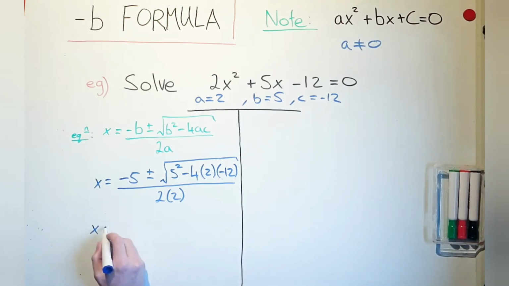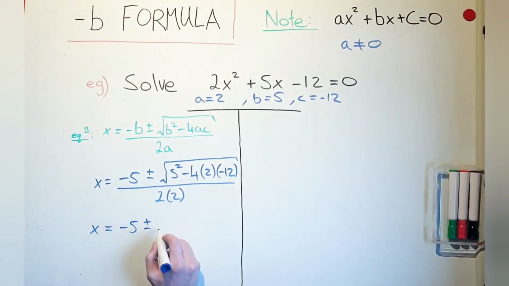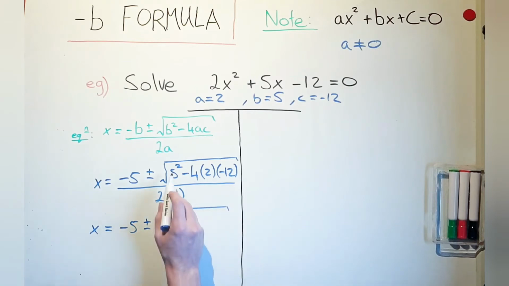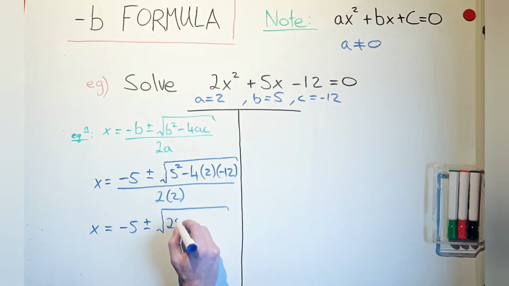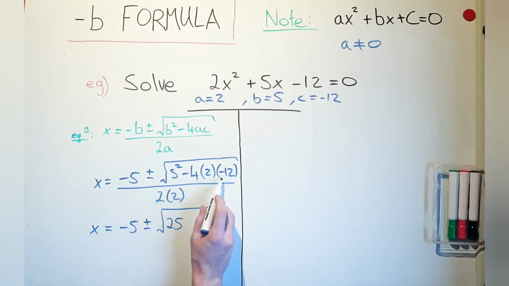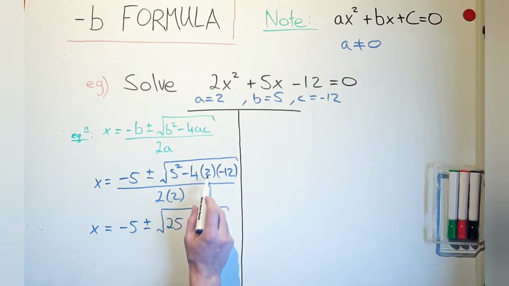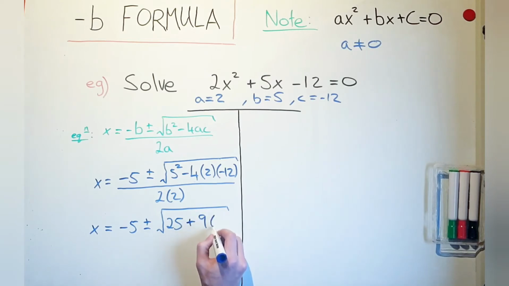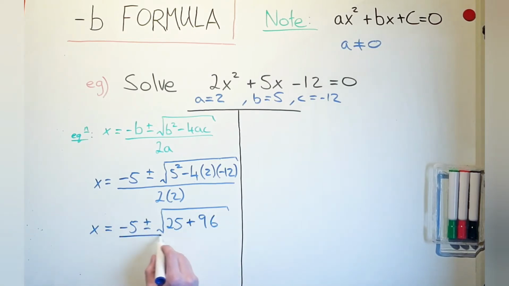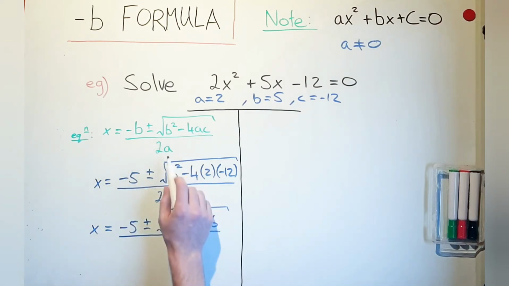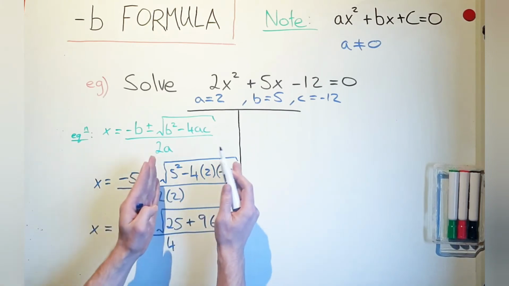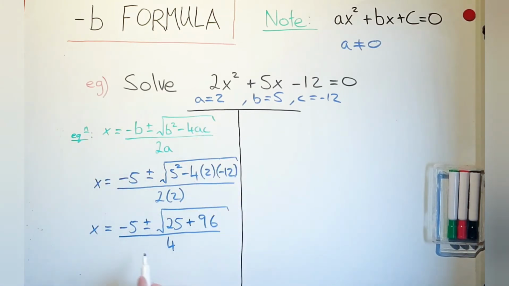So continuing, that minus 5 can't be simplified any further. We have our plus or minus, we have our square root, 5 squared is 25. Then we have a minus 12 by a minus 4, so that's going to be positive 48. And then multiply that by 2 is going to be positive 96. And then that's all divided by 4, which is 2 by 2. Just remember that the whole equation is divided by 2a, not just the square root part of it. Just an important point to note.